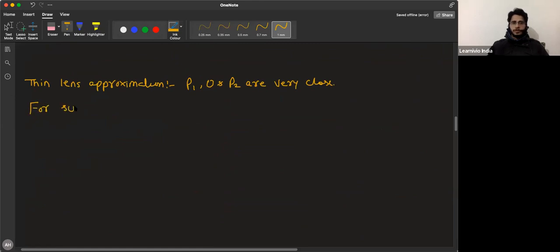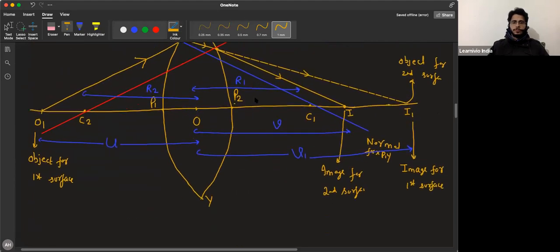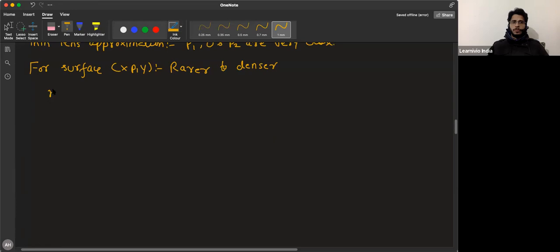So first surface XP1Y. Refraction is from rarer to denser medium. So if refraction is from rarer to denser, then we can use this relation: N1 by minus U plus N2 by V. See, what is the image distance for the first surface? Is it V or V1? It's V1, not V.